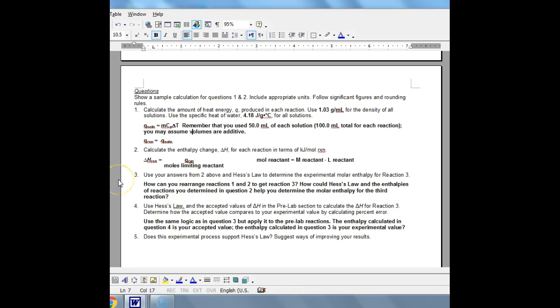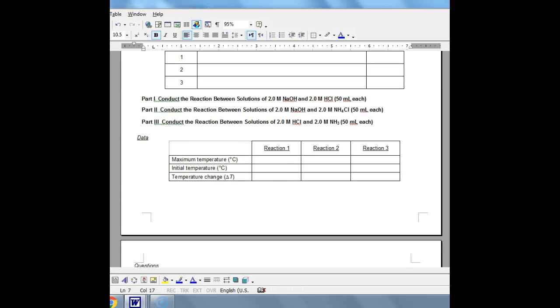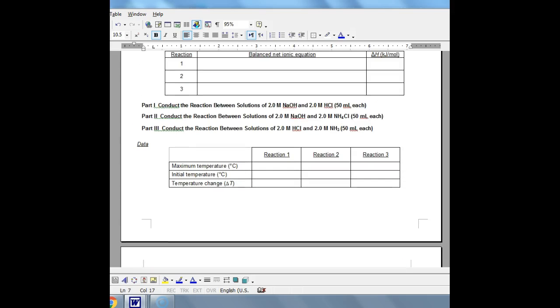3 and 4 are going to be using Hess's law. You're going to use your enthalpy values for the first 2 reactions, and you're going to see, is there a way you can combine those first 2 reactions? So we're going to take the reaction between the NaOH and HCl and the reaction between the NaOH and NH4Cl, and we're going to see if we can make the reaction between HCl and NH3. So you're going to go back to those reactions that you wrote right above that for 1, 2, and 3 and try to determine, is there a way I can combine these 2 to give me my third one?